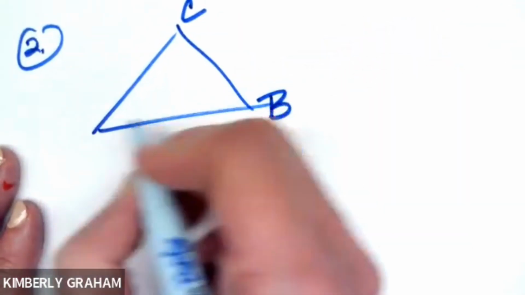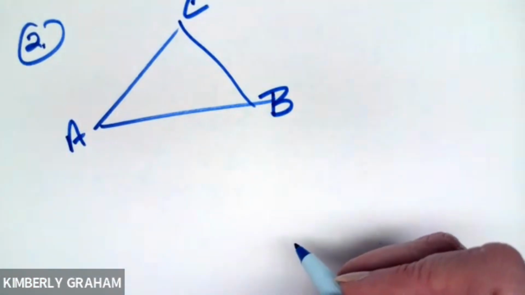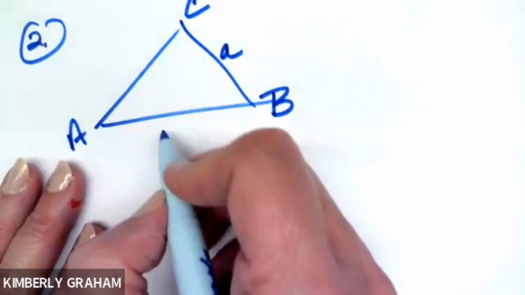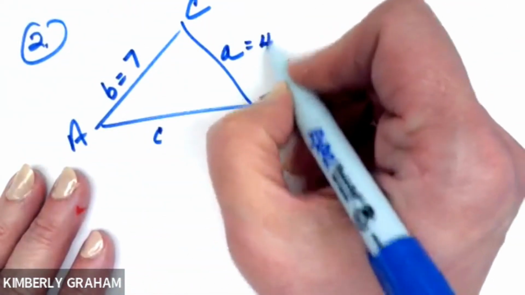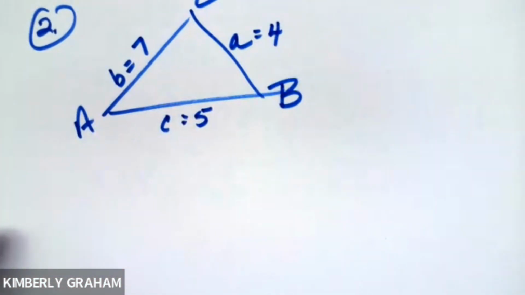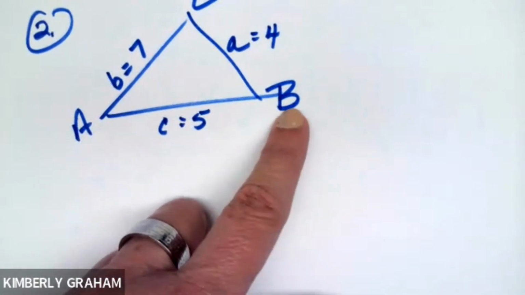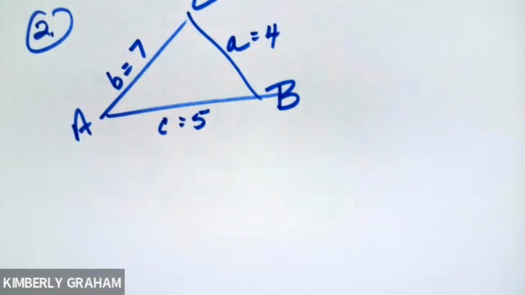Now, you probably will not be given a picture. You will probably just be given the side lengths. So I would just go ahead and sketch out a picture anyway. It doesn't have to be real accurate. Your first step is to find the angle opposite the longest side. So I want to find angle B, right? Side B is the longest, so I want to find angle B.